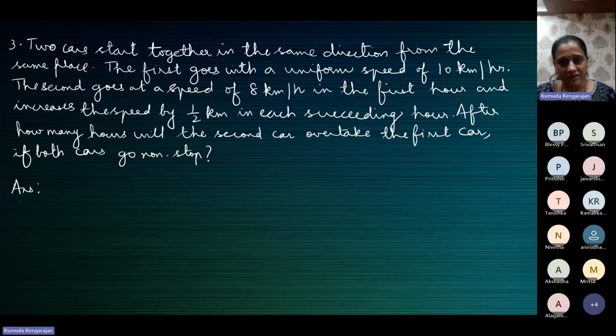Now the second car is increasing its speed by half a kilometer every hour, right? So after 11 hours, the second car will overtake the first car. And from there on, the second car will always be ahead of the first car.